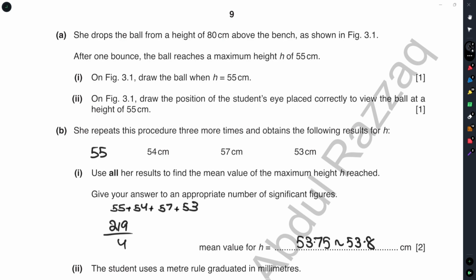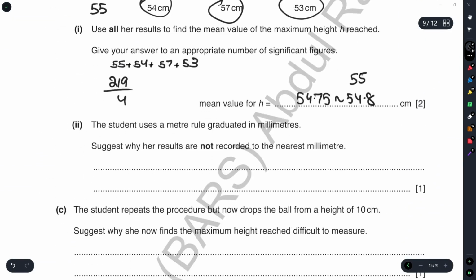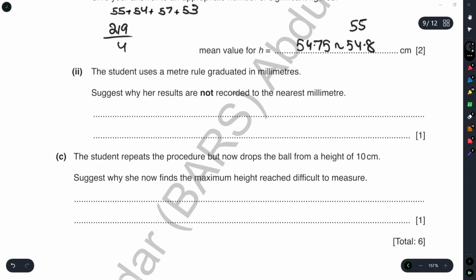I think I wrote the answer wrong. So 16 times 4. My bad. So this right here is going to be 54. And your correct answer is going to be 54.8 or 55. Obviously, because the others are given to 2 SF, your correct answer should be 55. Okay, this is to 2 SF, this is also to 2 SF, this is also to 2 SF, the 55 centimeters was also given to 2 SF. So of course your answer is going to be at 2 SF as well.